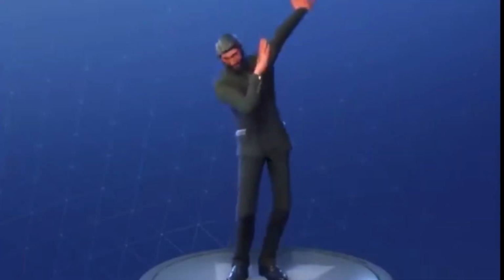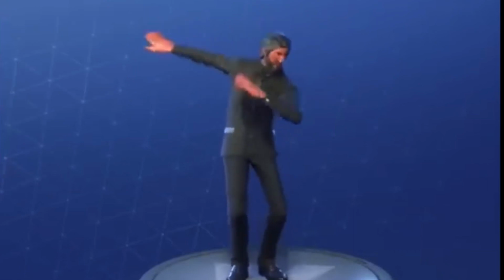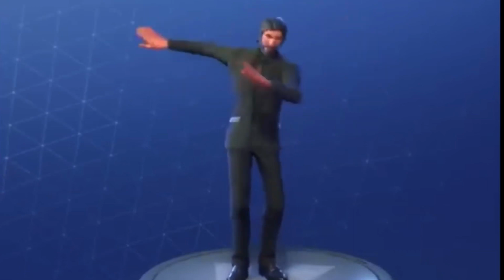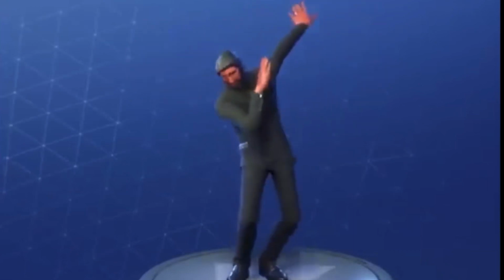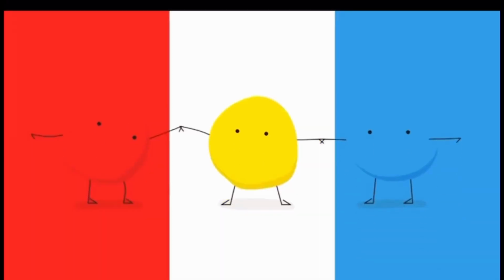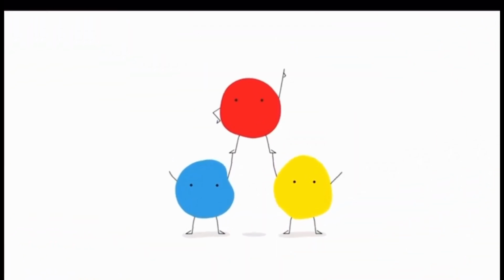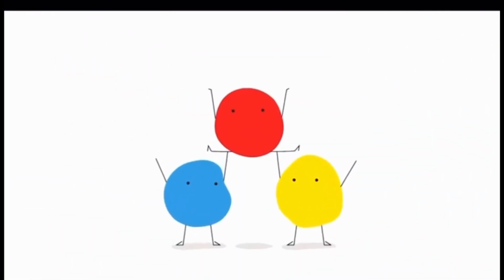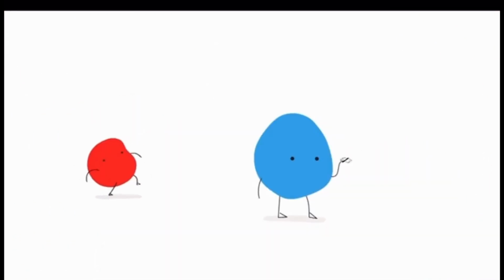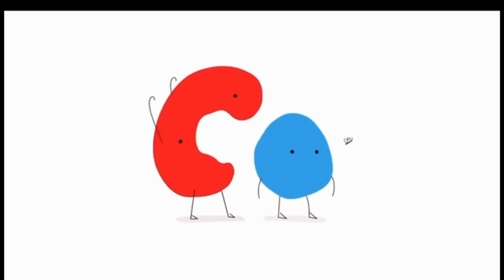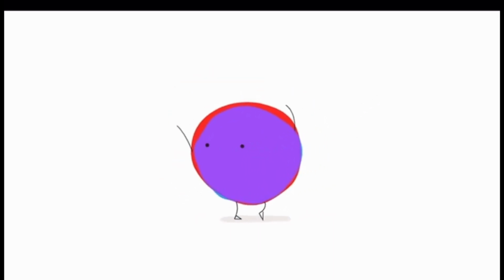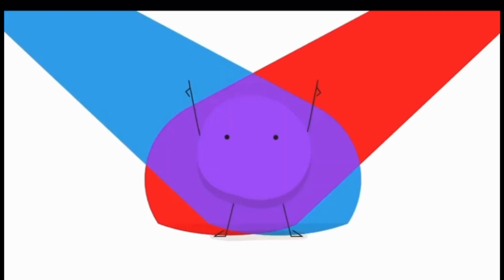Vincent Van Gogh. Hey, Vincent Van Gogh. Hey, Vincent Van Gogh. Hey. Three primary colors, red, yellow, blue. Mix them together and make something new. Red sneaking up, blue doesn't know. Mouth wide open. Uh-oh! Red and blue make purple.